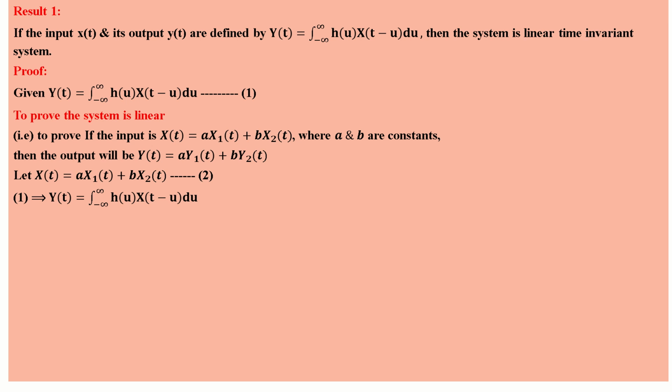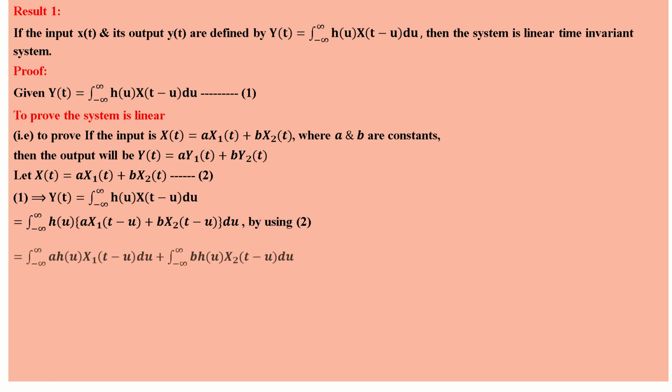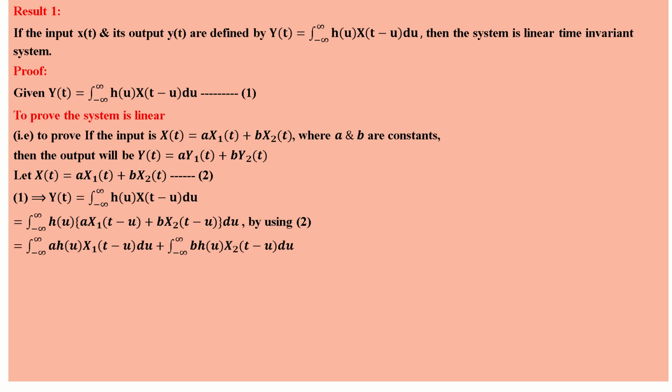Equation 1 implies y of t is equal to integral minus infinite to plus infinite h of u x of t minus u du, which is equal to integral minus infinite to plus infinite h of u, replacing x of t minus u, right, with a x1 of t minus u plus b x2 of t minus u du by using 2. So this is equal to integral minus infinite to plus infinite a h of u x1 of t minus u du. We are splitting the integral into 2, and the integral minus infinite to plus infinite b h of u x2 of t minus u du.